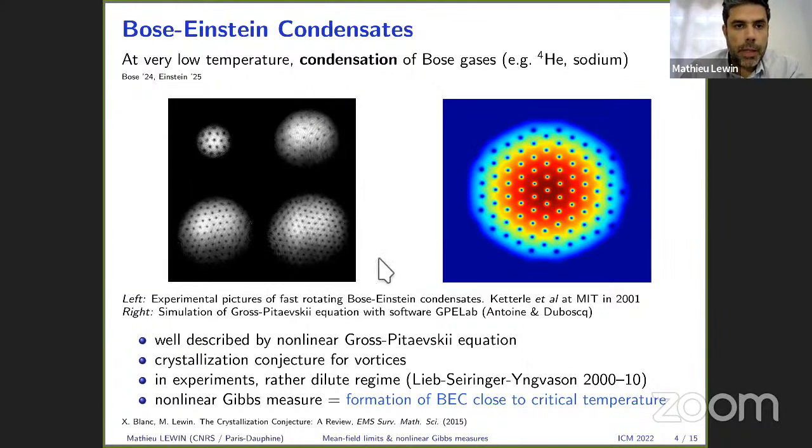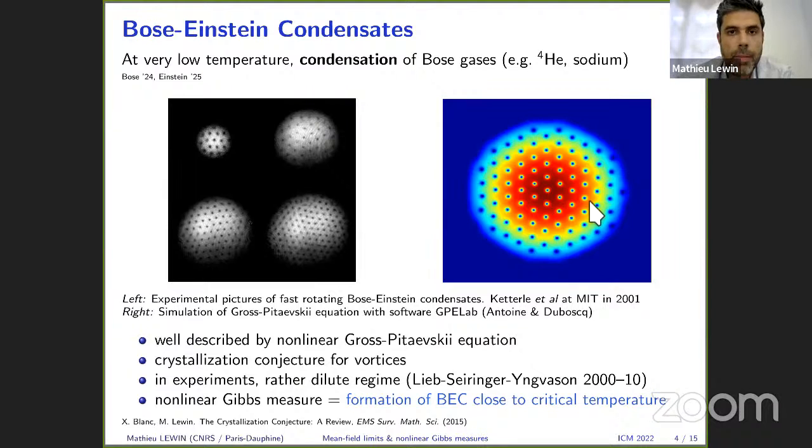Here on the left is a picture of an experiment made by Ketterle at MIT. So what they do is they make such a gas rotate very fast along some axis, and then they take a picture from the top. And what you see here is the density of particles. And you see these little dots here are just holes, so vortices actually, where there's no particle sitting, and they just sit on a triangular lattice. On the right is a numerical simulation from colleagues in Nancy about the Gross-Pitaevskii equation with an additional term for the rotation, and you see you get exactly the same.